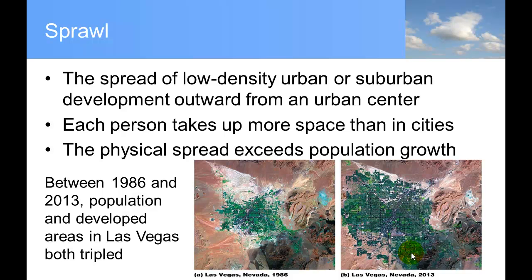So the physical spread, the footprint that an urban area occupies, starts exceeding the actual population growth. If you can see from these satellite photos here between 1986 and 2013, the population and developed areas in Las Vegas both tripled. There's just a tremendous amount of growth here.